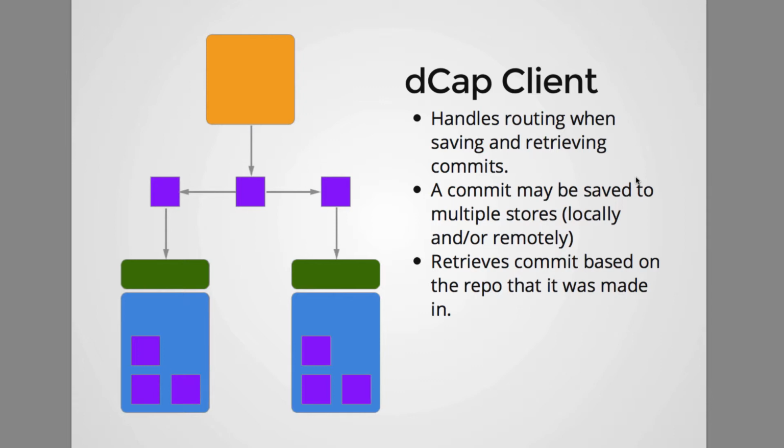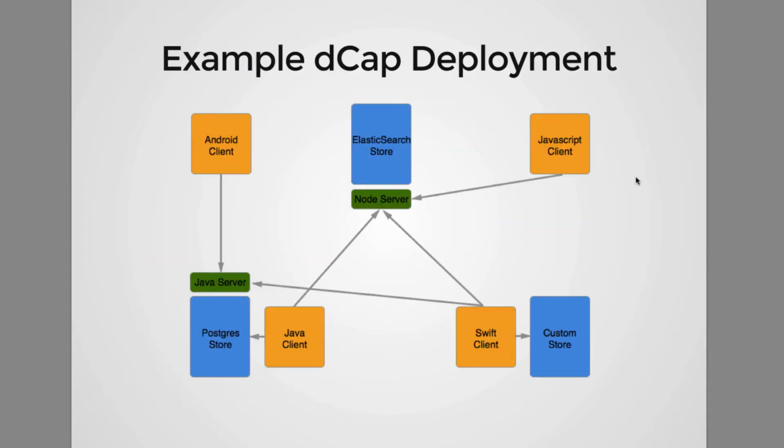So you can save to multiple stores, both locally and remotely, move commits between them, and query multiple stores remotely. You can do whatever the heck you want. And then you retrieve commits based on the repo that it was made in. Every time you commit to a repo, that particular commit instance is tied to your repo.